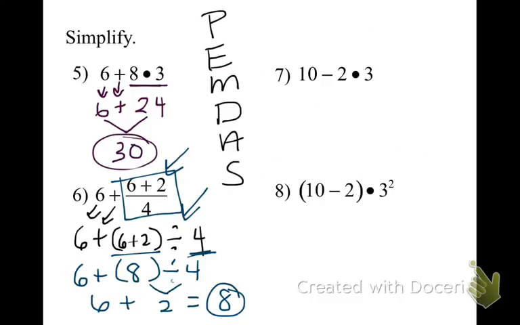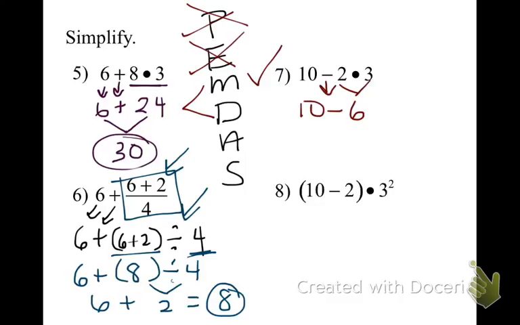So for example number 7, you should automatically recognize we don't have any parentheses, don't have any exponents. Do we have any multiplication or division? Yes, we do. We have some multiplication. So I check, what is 2 times 3? 2 times 3 is 6. Now that minus sign comes down, so does the 10. Then I see, do I have any addition or subtraction? Yes, I do. I have some subtraction. What's 10 minus 6? 10 minus 6 is 4. You should have gotten 4 as your answer.